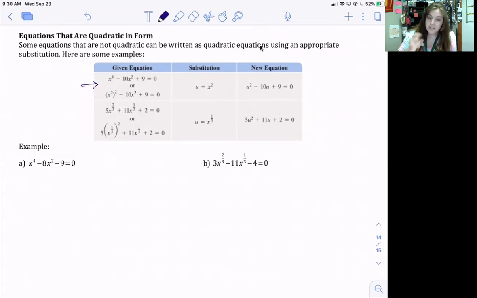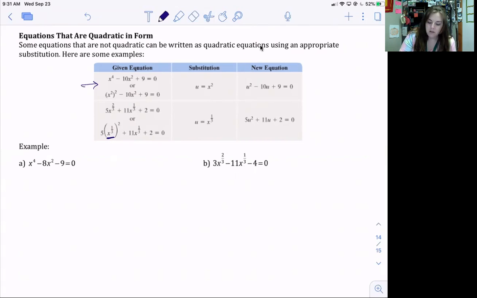Okay, if we look at the second row, now we have fractions. So we have 5x to the 2/3 power plus 11x to the 1/3 power plus 2 equals 0. Again, we can rewrite it so that this first term has 5x to the 1/3 power squared plus 11x to the 1/3 plus 2. And then now, if we let u equal x to the 1/3 power, we can rewrite it as a quadratic, 5u squared plus 11u plus 2.